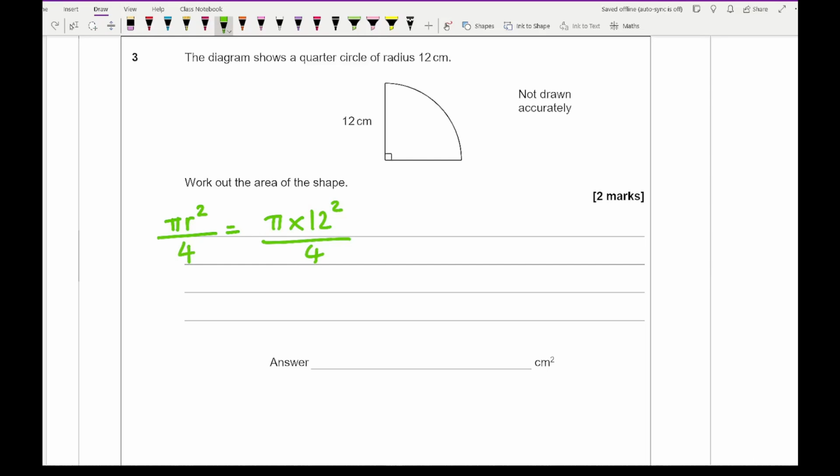And again, if I stick that into my calculator, I get an answer of 36 pi, which would be a valid answer because there's no mention of how they want me to write the answer. So I can write 36 pi, or I can write the decimal equivalent, which is 113.1, and that's to 1 decimal place. Alternatively, you could just copy all the numbers on your calculator and you'll still get full marks for it.